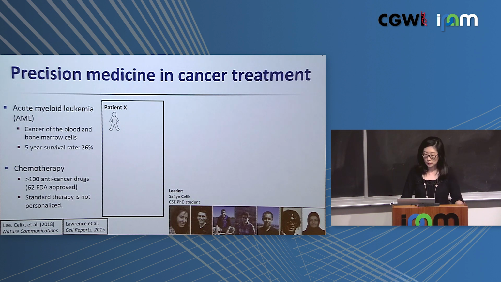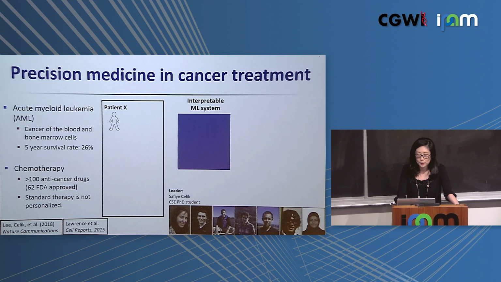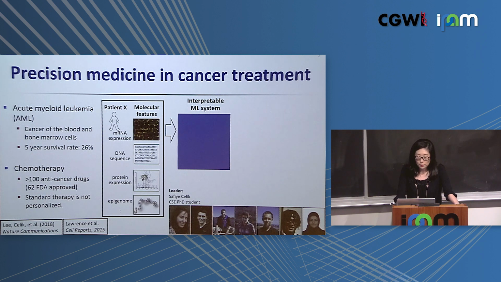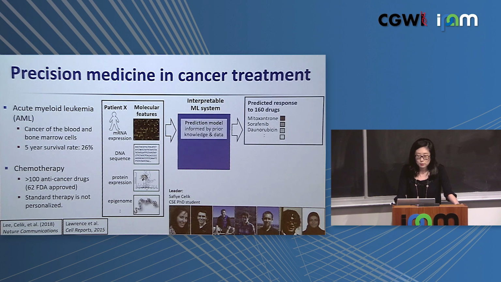It's not individualized. So our long-term goal in this project is to build a machine learning-based system that takes molecular profiles of a patient and then predicts the response to a large number of potentially usable anti-cancer drugs, and then gives us the explanation of the prediction and its reasoning.